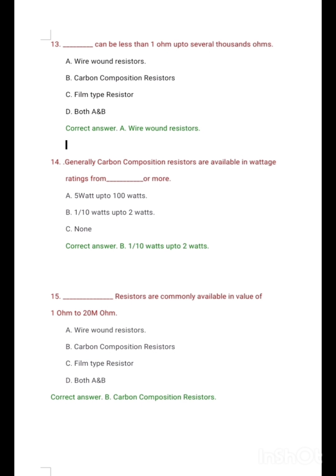14. Generally, carbon composition resistors are available in wattage ratings from ___ or more. A. 5 watts up to 100 watts. B. 1/10 watts up to 2 watts. C. None. Correct answer: B. 1/10 watts up to 2 watts.